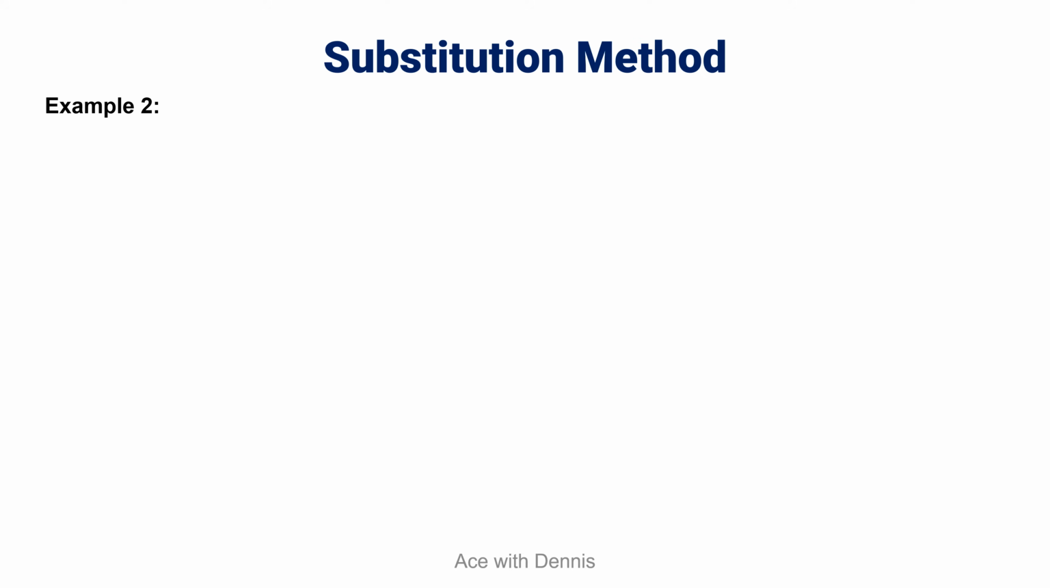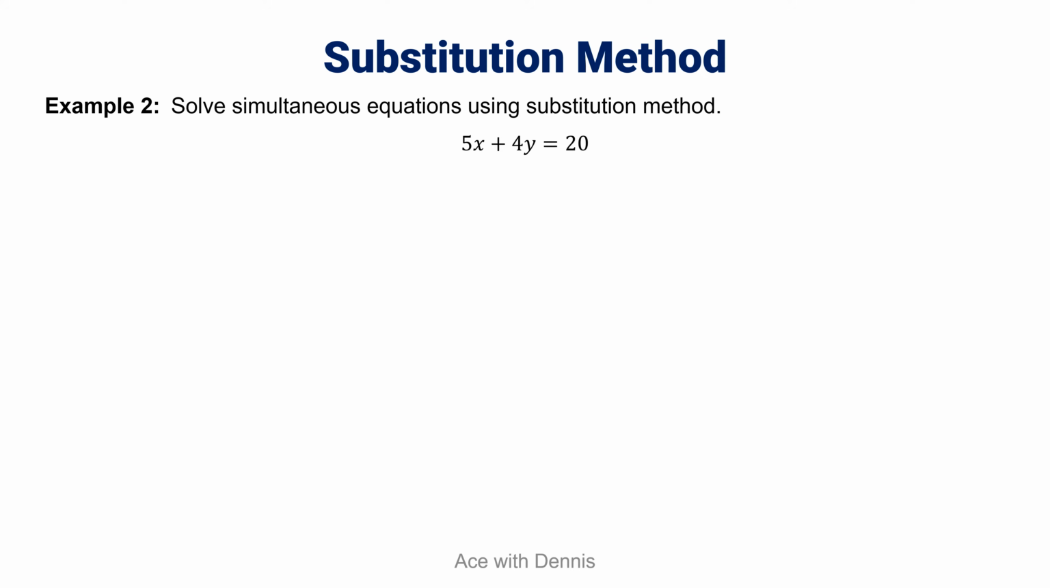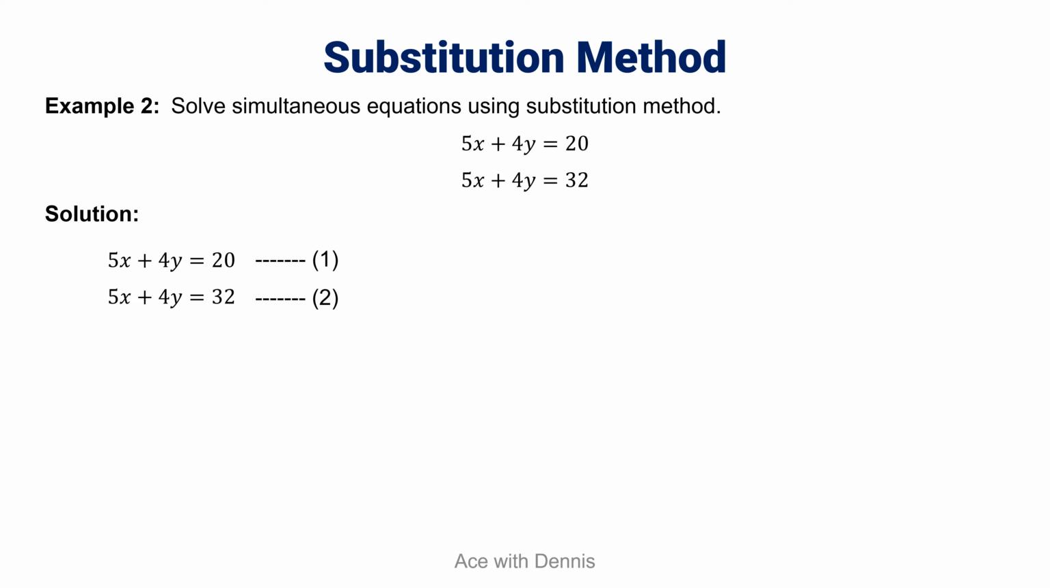Now look at example 2, which is for the second possible result, which is no solution. Solve simultaneous equations using the substitution method. The first equation is 5x plus 4y equals 20. The second is 5x plus 4y equals 32. We copy these two equations and number them. So this is equation 1 and this is equation 2.